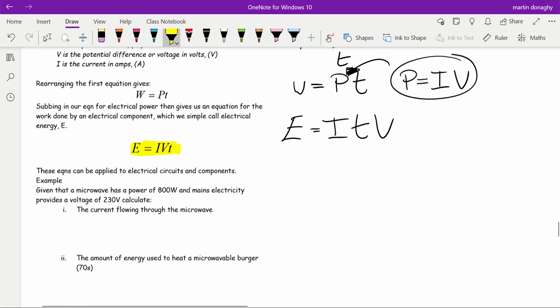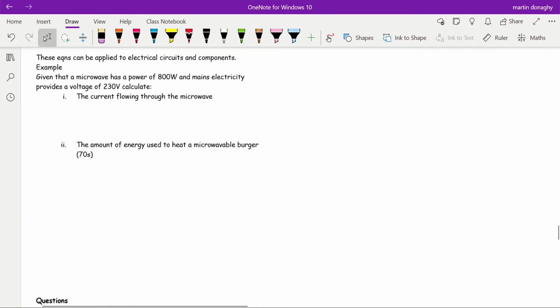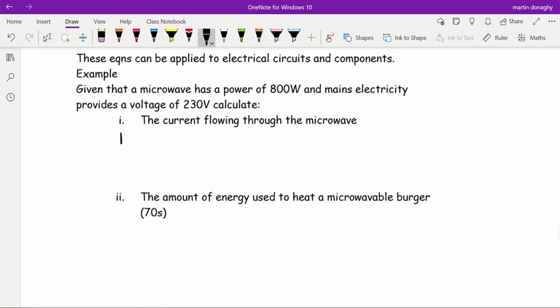So let's look at an example where we apply them. This question says, given that a microwave has a power of 800 watts, and you can see there's so many equations that deal with electricity, it really is useful to write out the information that it gives you, because that will allow you to select the correct equation more easily. So power is 800 watts, voltage is 230 volts, that's just the mains voltage that you get out of a plug socket in your house, and we're trying to find the current. So we're trying to find the equation that links all those things together.